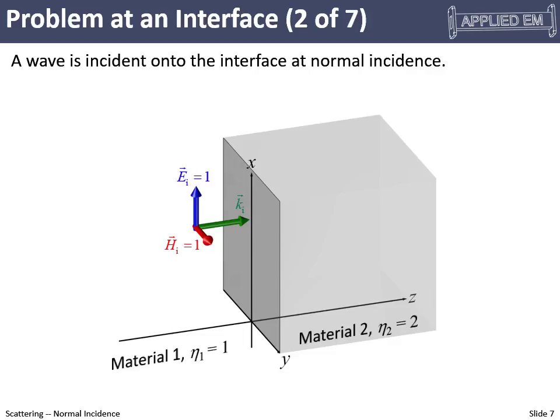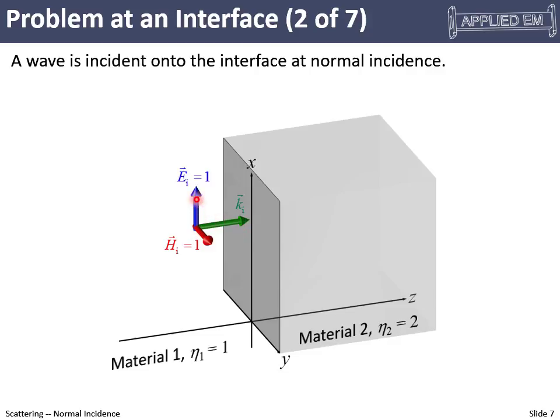Now let's apply a wave to this interface. While we're not really showing the wave, we're just showing the information about the wave. So we have its wave vector, that's k, and the subscript i means incident. So that's the incident wave vector heading straight at the interface.